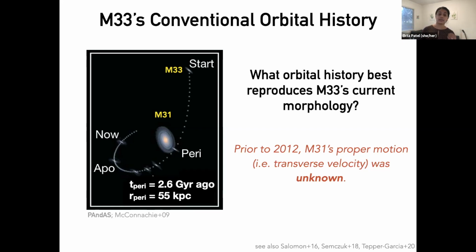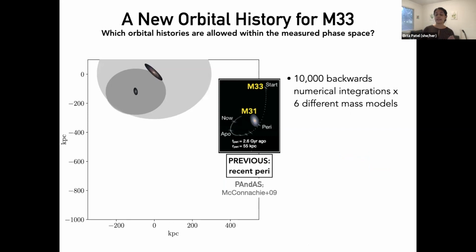And so then we have a rigorous idea of how these two galaxies are moving relative to one another in full three-dimensional space. And with that information, we can apply a similar technique to what was done with the Magellanic satellites, where we can look at what orbits are allowed within the measured phase space of these two galaxies. So here we integrated, again, many thousands of orbits backwards in time, accounting for all the observational uncertainties and parameters like proper motion and velocities. We also varied the masses of both M33 and M31. And overwhelmingly, what we found is that the orbit required to achieve the morphology observed around M33 is actually quite hard to come by.